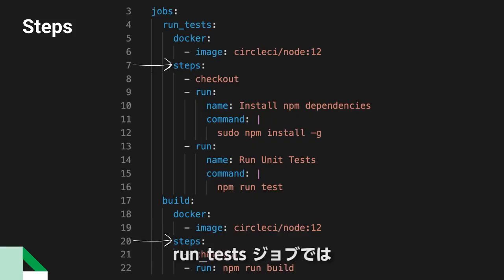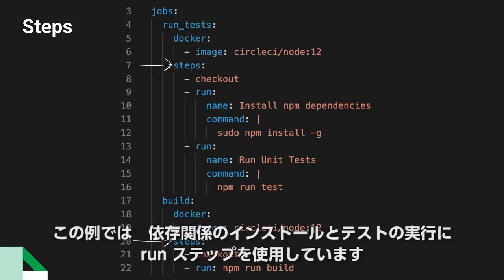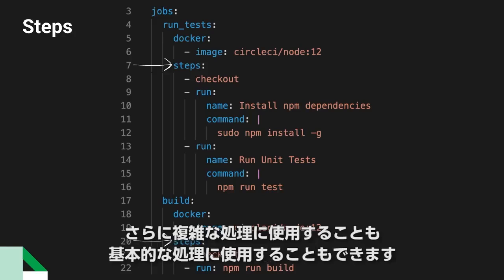The run test job also uses the run step, where we can list custom commands and scripts. In our example, we're using the run step to install dependencies and run tests. You could use it for any number of more complicated things, but it's good for basics too.